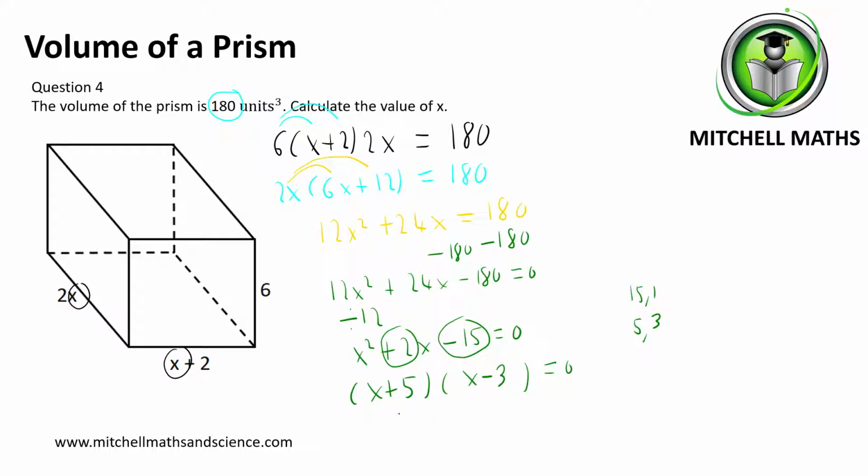Now we can solve to get two values. We can have x equals minus 5 and x equals 3. But because we're looking at what length x is, it can't be a negative, so we're not going to have x equals minus 5. We're going to have x equals 3. And that's our answer. x is 3 for that question.